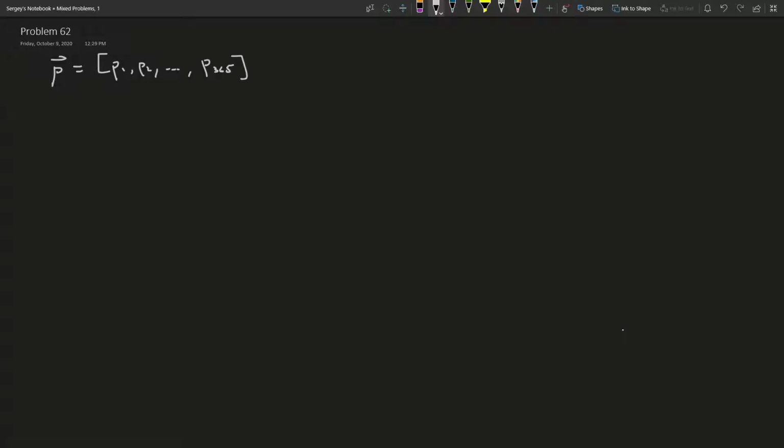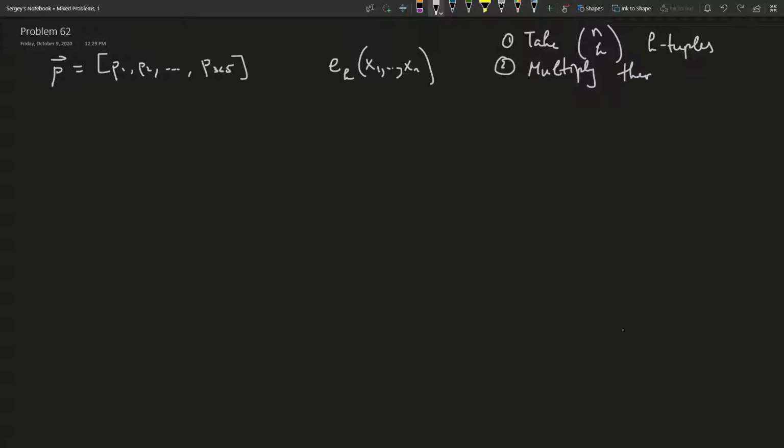And we're also given this definition of the kth symmetric elementary polynomial in the values, let's say x1 to xn. The way to understand this polynomial is we take n choose k tuples, multiply their values, and sum up the results.